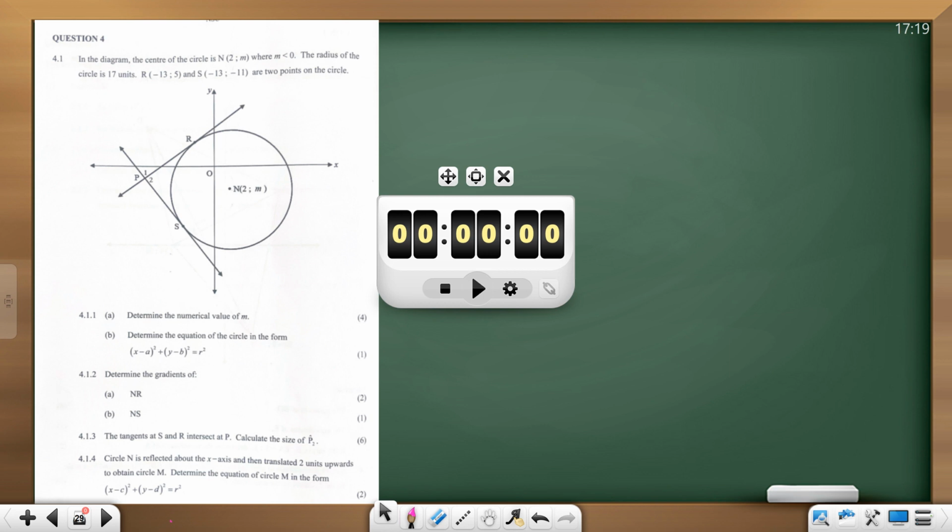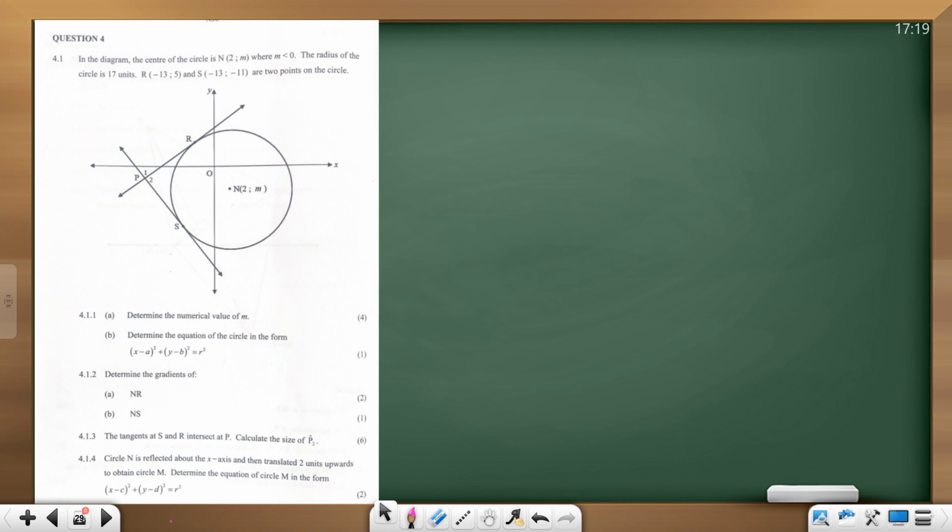Okay, let's see. What do we know? In the diagram, the center is that, you see, and they told you M is less than 0. The radius of the circle is 17. All right, we have R and S. So we do have the coordinates. Oh, it's now easy. I think the major thing here that will make it look difficult is because the coordinates were not written. If you take time to just do this, you would see the simplicity in this question. Just by doing that, the simplicities are done. I'm done already. What's wrong?